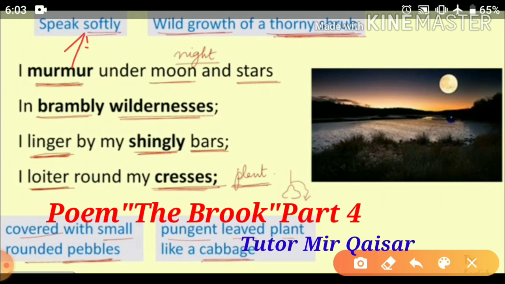I murmur under moon and stars. Moon and stars here refers to the night. When the brook walks in the night, it murmurs. It creates some soft sounds when it walks during the night.